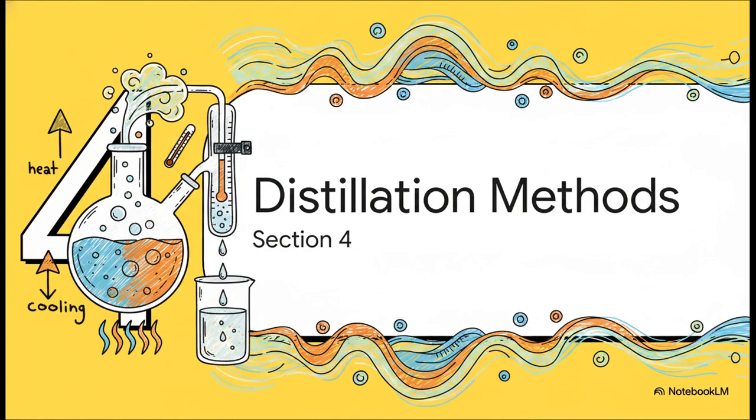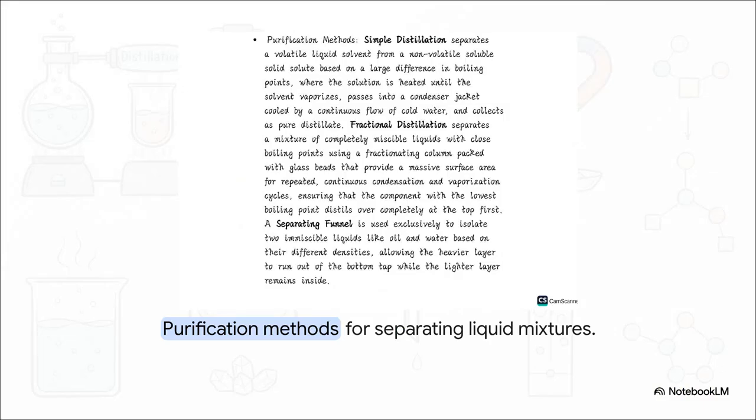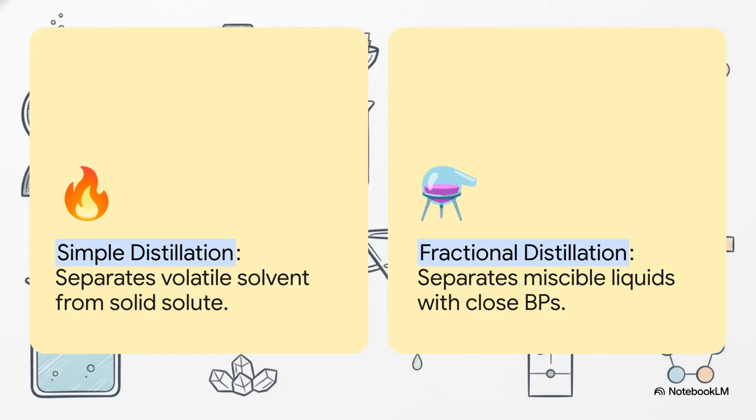Okay, section 4, distillation methods. Let's pivot to our next set of tools and look at how we can go about hacking boiling points to separate liquid mixtures. Looking at our next tools here, we can see two primary purification methods detailed. And both of these rely heavily on those phase changes we talked about earlier, specifically vaporization and condensation. Now, the trick here is that we have to choose our distillation method based entirely on the specific mixture sitting right in front of us.